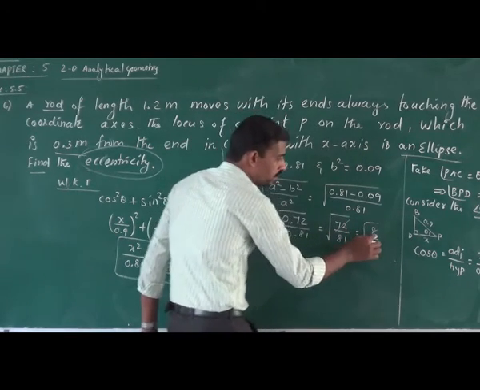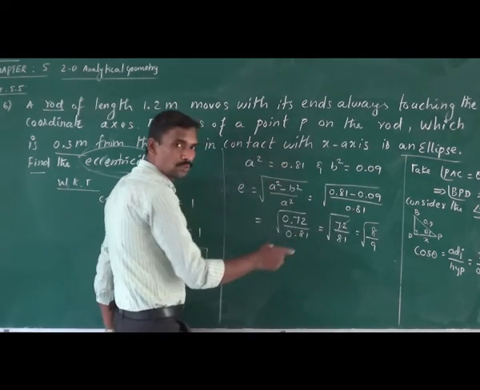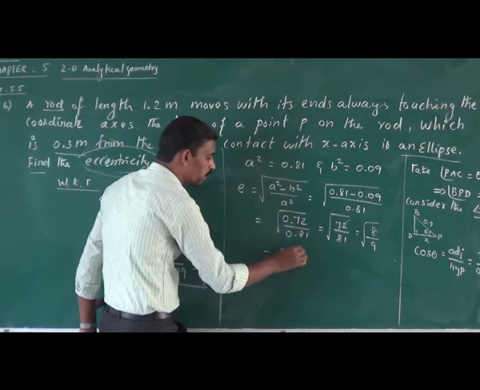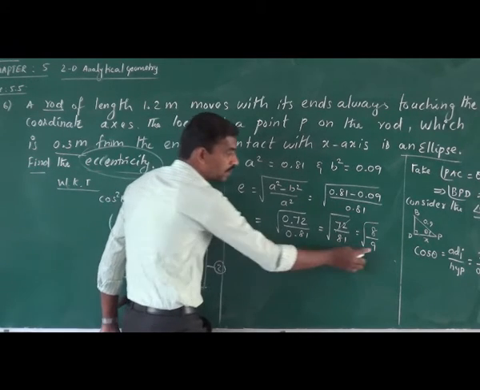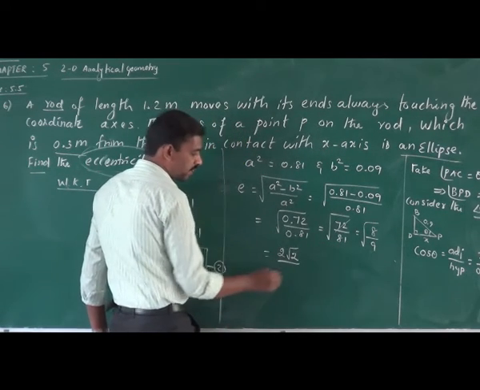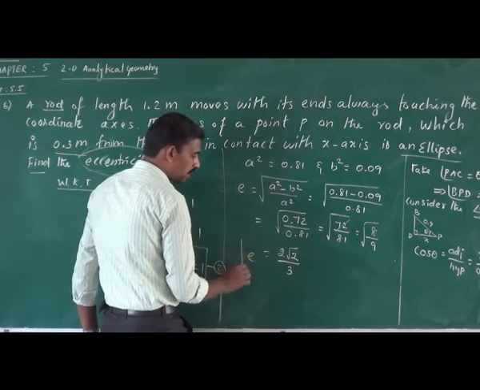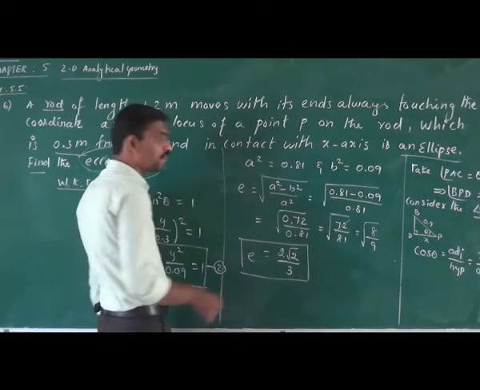Now we want to take the square root. So 8 can be written as 4 into 2. Taking square root, 2 into root 2. So square root of 9 is nothing but 3. So this is the eccentricity.